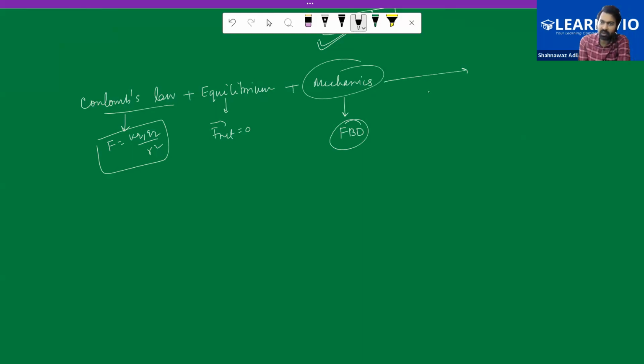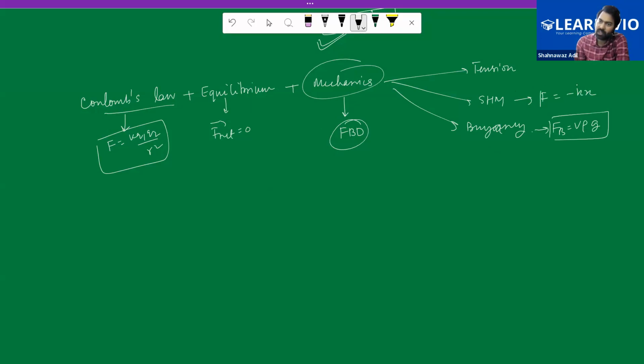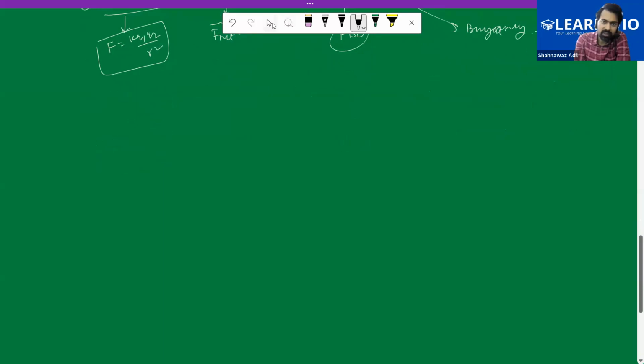In mechanics, it will also have three parts. One would be tension, the other one would be SHM, and the third one would be buoyancy, right? So these are the concepts that we will be using. In buoyancy, what will be the force? This would be V rho g. And then in SHM, force would be minus kx. In tension, that is due to strain. Okay, so now let us do this question.